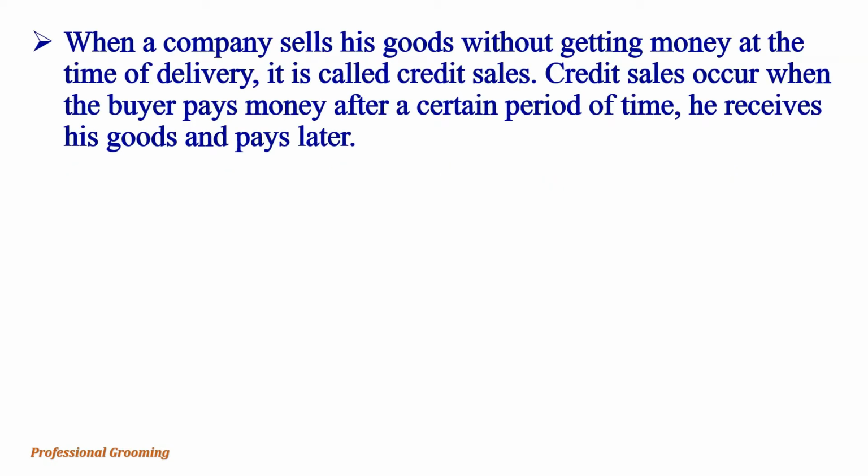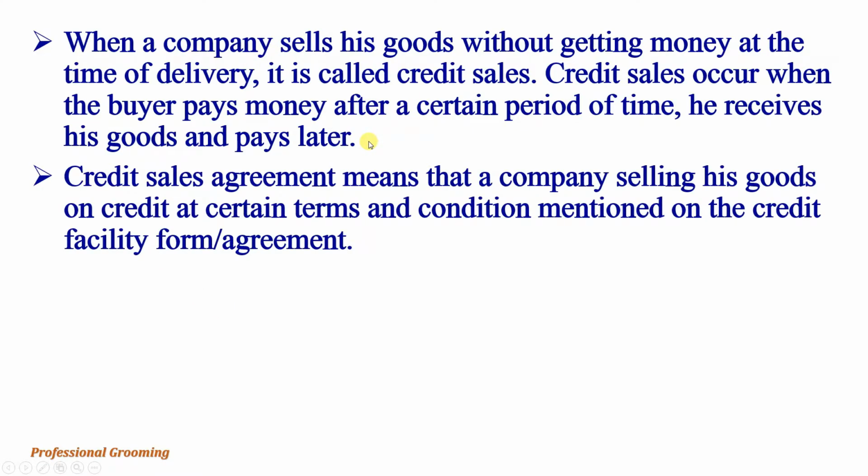When a company sells his goods without getting money at the time of delivery, it is called credit sales. So it means credit sales occur when the buyer pays money after a certain period of time, and in other words, the buyer receives his goods and pays later. So this is called a credit sales process.